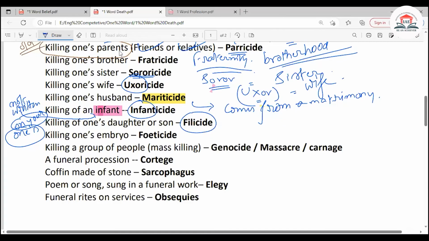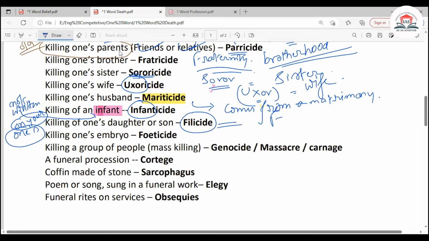Now the person is trying to keep it up. That is killing of one's daughter or son, that is filicide. खुद का होगा तो filicide, खुद का नहीं होगा then infanticide.